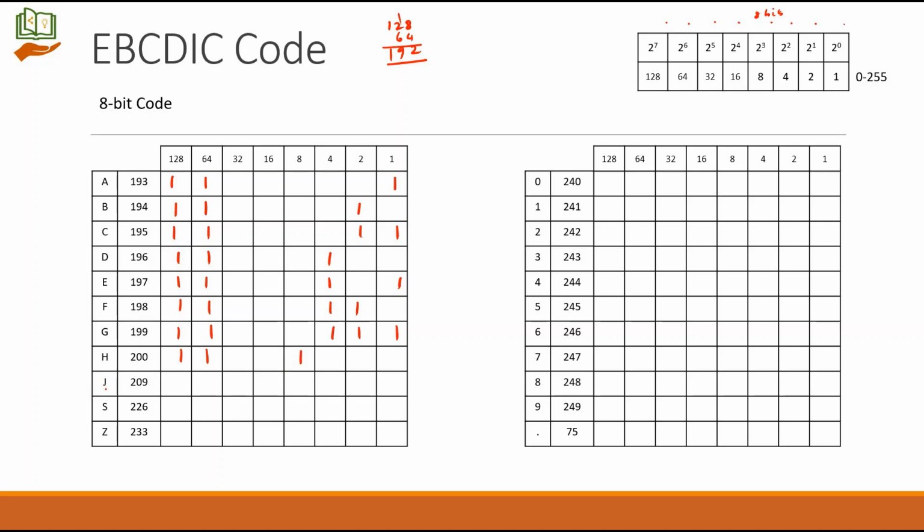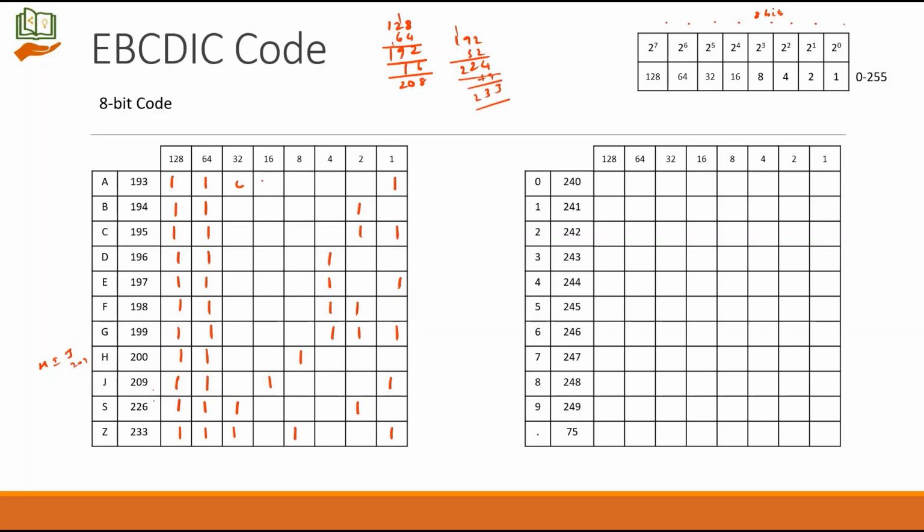Now we are getting to J, 209. After H we have I and then J. J is having 209. It means it is not continuously allocated here. 192 plus 16 will give 208. 208 plus 1 is 209. Then 226. What is 192 plus 32? It is 224. So we will have 111 along with 2. What is 233? We have 224 then 9. So it will be 8 plus 1, 9. 224 plus 9 will give 233.